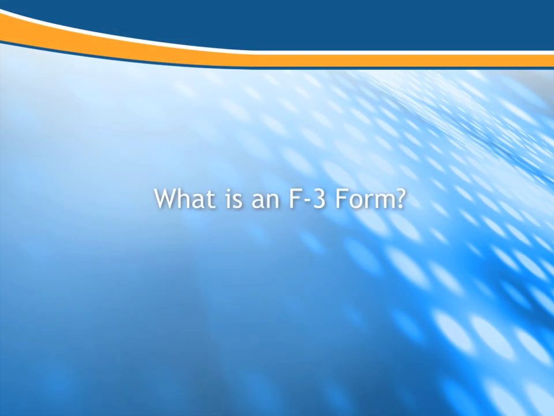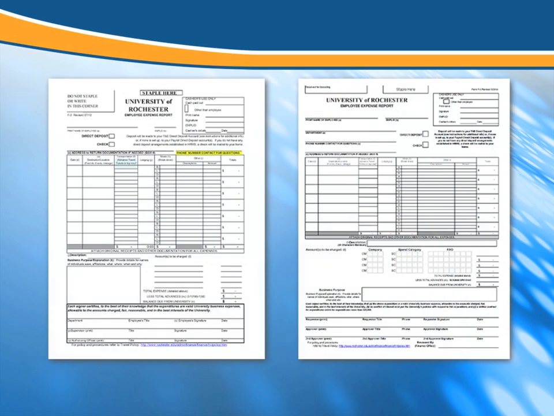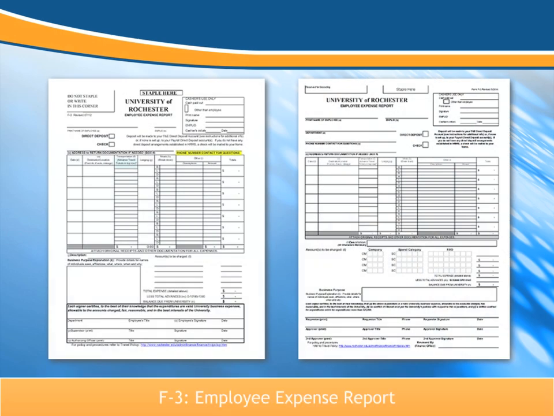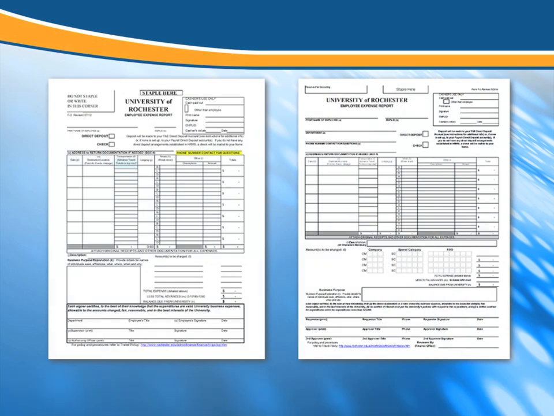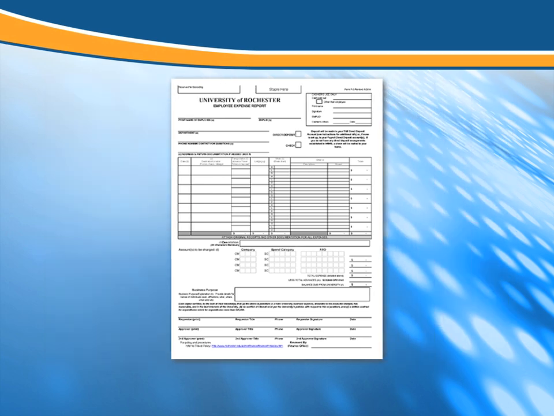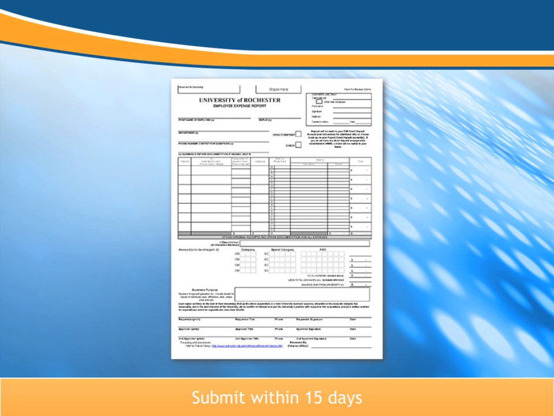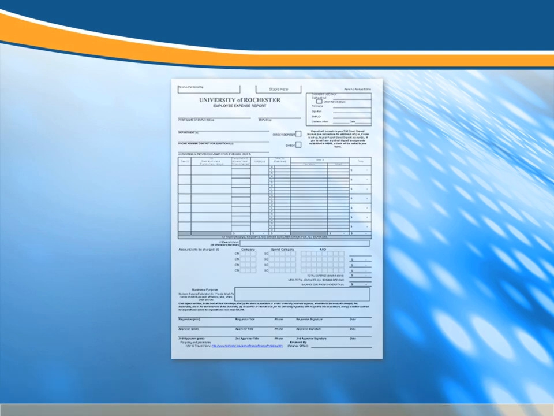The F-3 form has changed. F-3 is used by U of R employees to file an expense report. If you paid for a business-related expense with your own money and want to get reimbursed, use the new F-3 form. The rules for using the F-3 form have not changed. Submit the form within 15 days of the expense. And consolidate all expenses from one trip or event on one expense report.